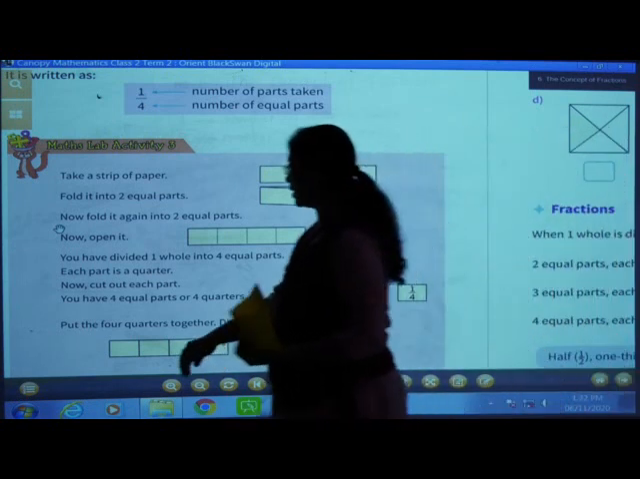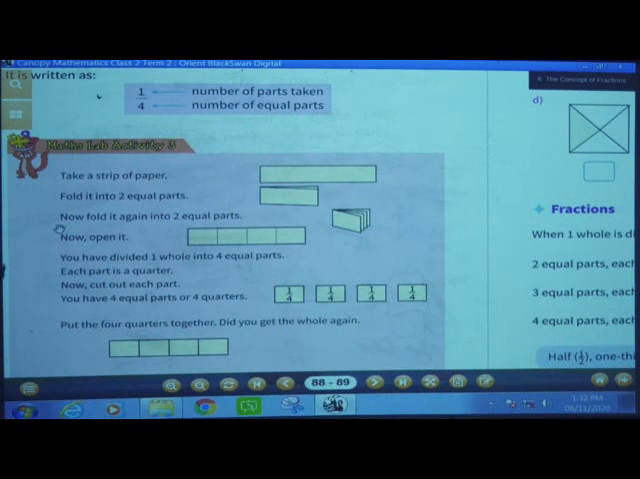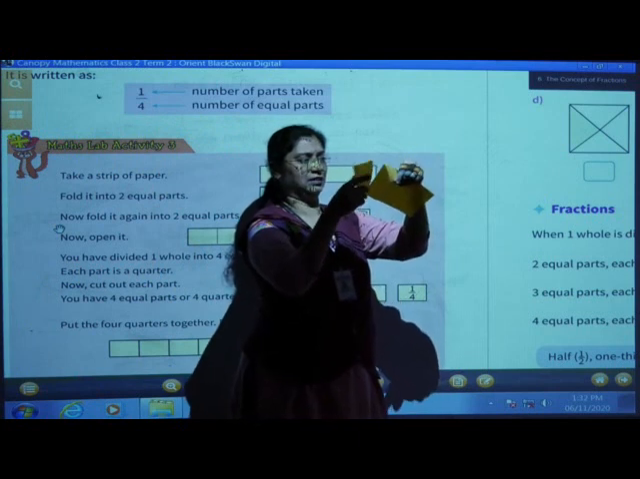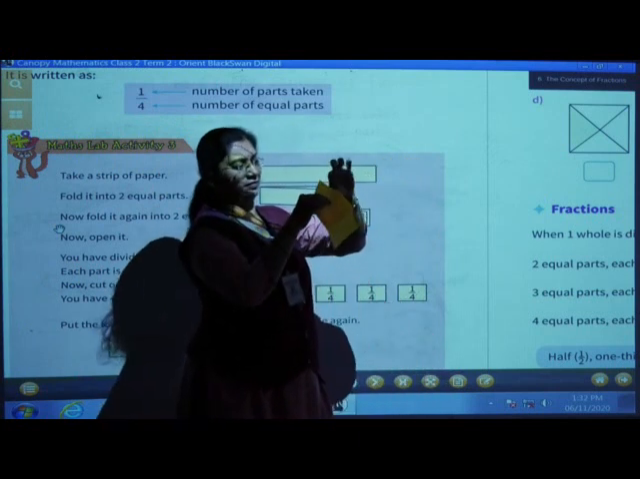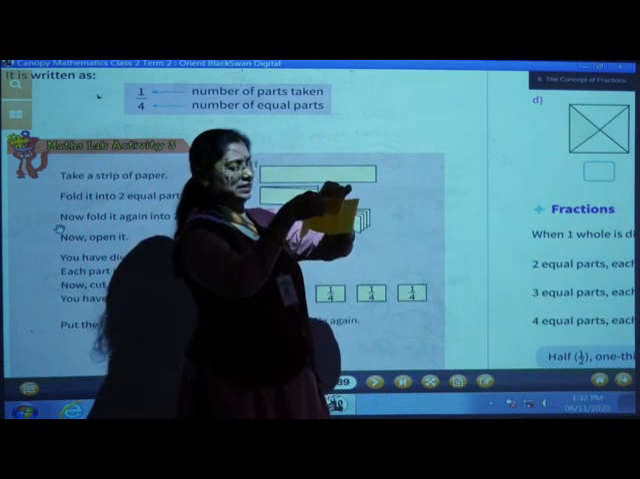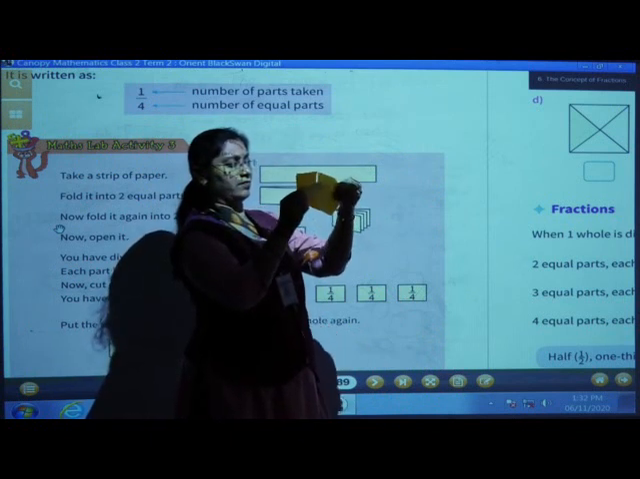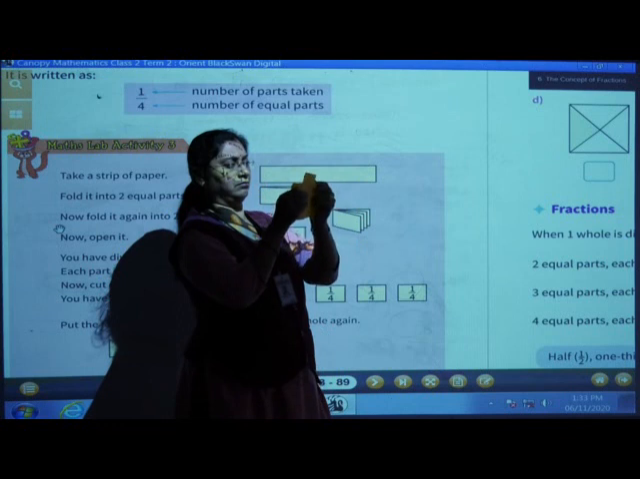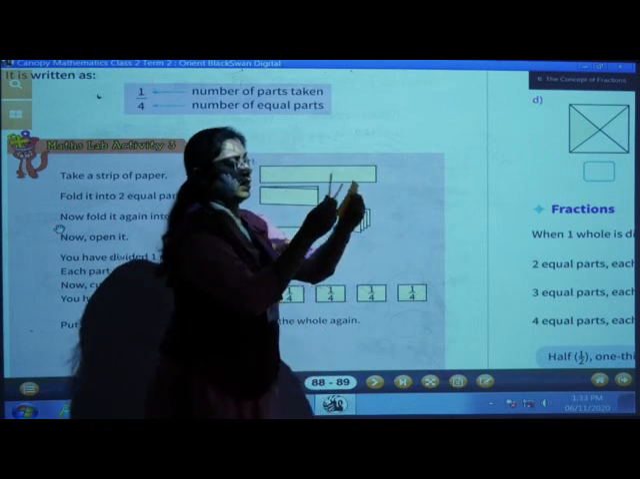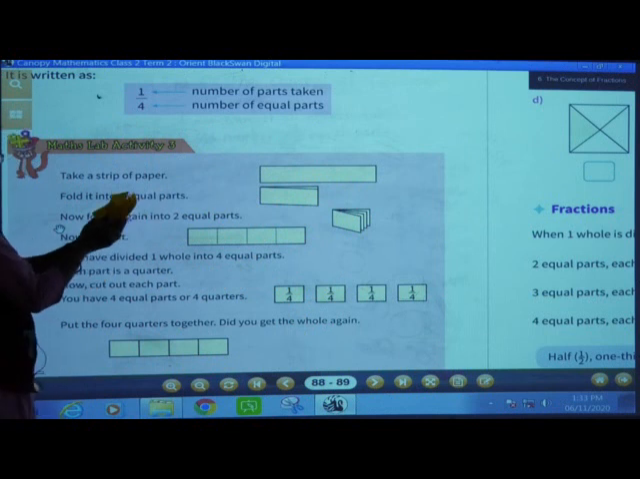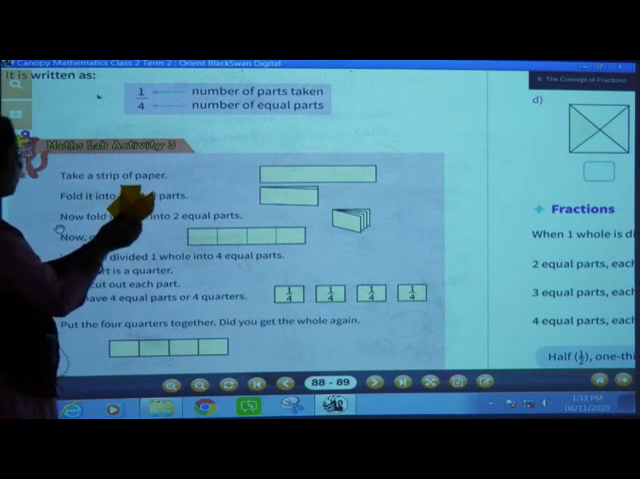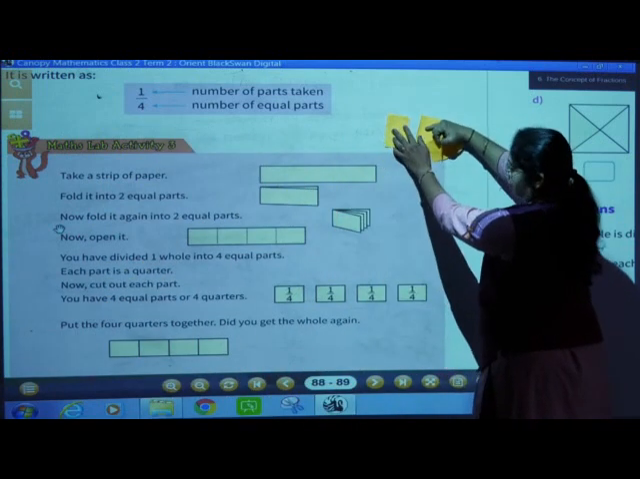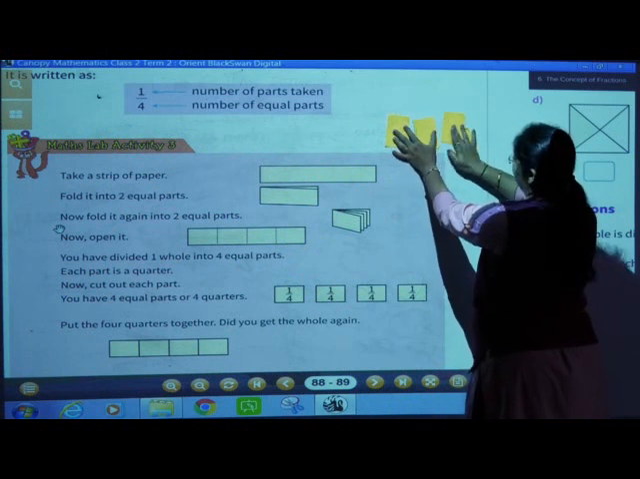Okay. Now cut out each part. 1, 2, 3rd and 4th. See, now I have cut out each part. I have 4 equal parts, 4 quarters. Okay?